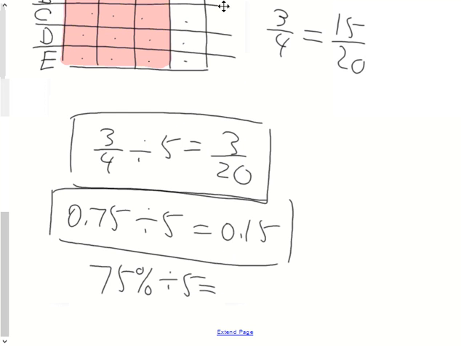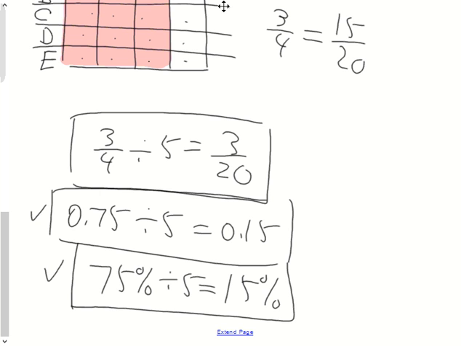Each person would receive 15% of a chocolate bar, right? If you had 75% of a chocolate bar and you had to divide it between 5 people, each person would receive 15% of a chocolate bar. Does that make sense? These two make a little more sense because they are representations that we can wrap our heads around. With fractions, it's a little more complicated to get your head around, but it's still the same equivalent thing. It's still the same expression.